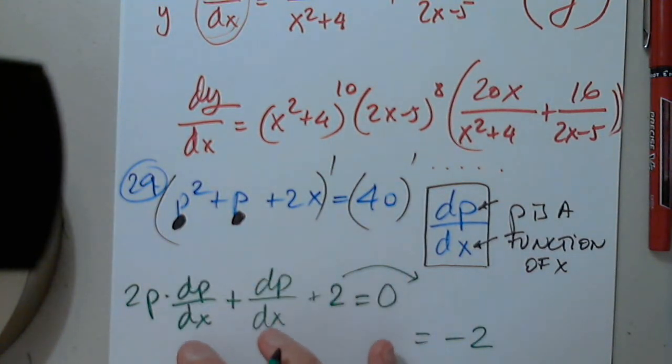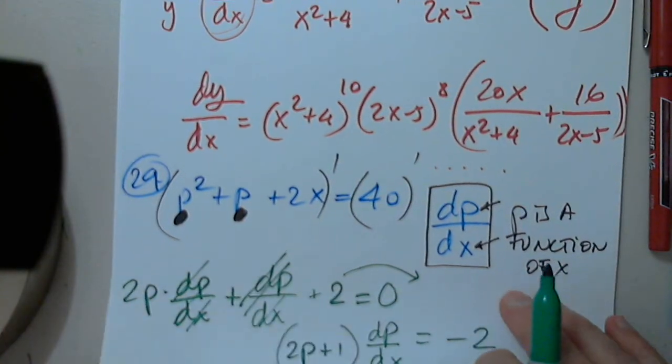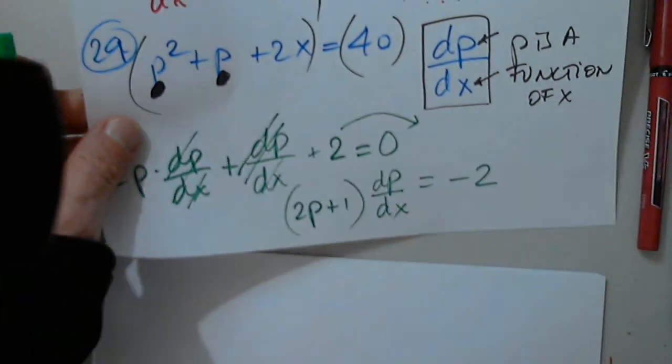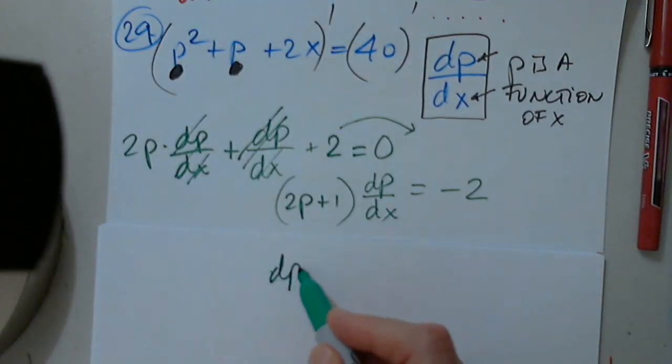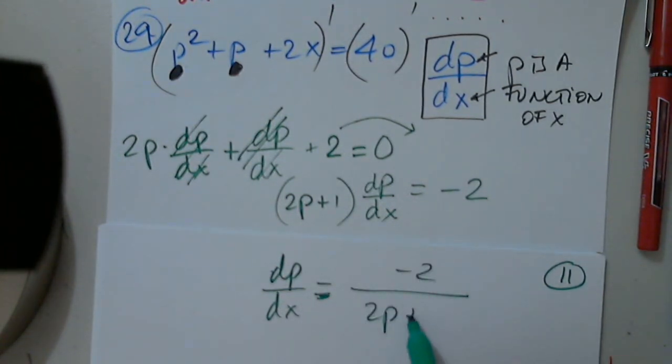But now I cannot combine like terms, so I have to factor. I will factor out the common factor. This is the common factor. Don't erase it like that, you know what I mean. So what do I have in parentheses then? 2p plus 1. Exactly, 2p plus 1. So now finally, can anyone tell us what is dp over dx? What does it equal to? Negative 2 divided by 2p plus 1. That's it.